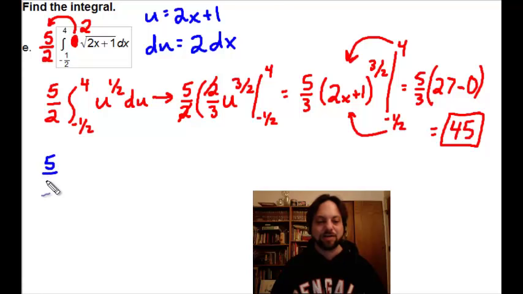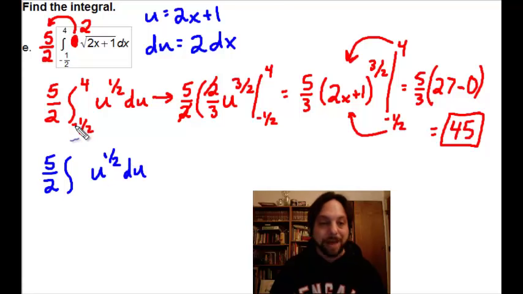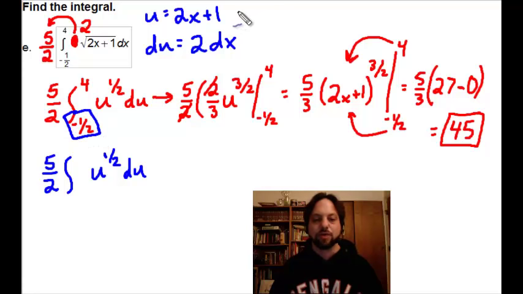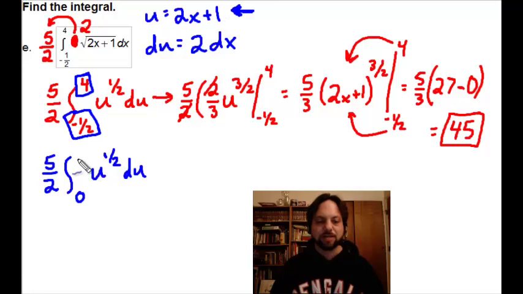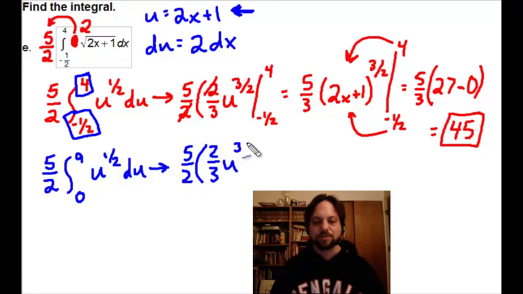I started with 5 halves times the integral of u to the 1/2 du, just like the long way people did. But the bounds I changed. The negative 1/2, when I run that through my u formula, actually ends up giving me 0. And when I run 4 through my same u formula, that's going to give me 9. So let's see if that really helps a whole lot. Again, I'll have 5 halves multiplied by 2/3 u to the 3 halves, so nothing has really changed yet.